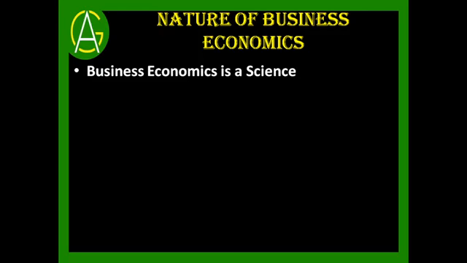Say for example, if we talk about law of demand, law of demand says that when price of a product increases, the demand of that product will decrease. So increase in the price is a cause, whereas decrease in the demand is the effect. So there is cause and effect relationship, and that is why it will be considered as science. So business economics is also a science because it has cause and effect relationship.